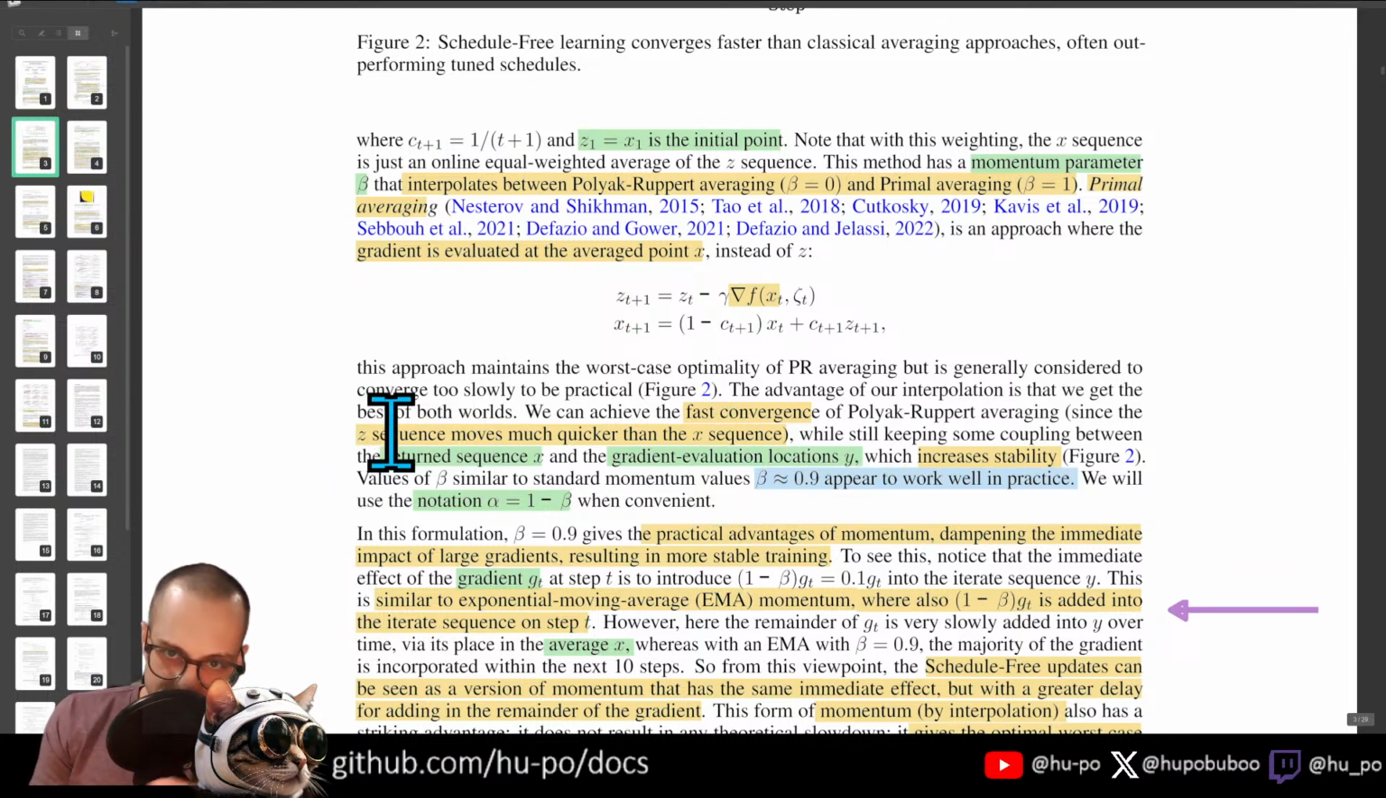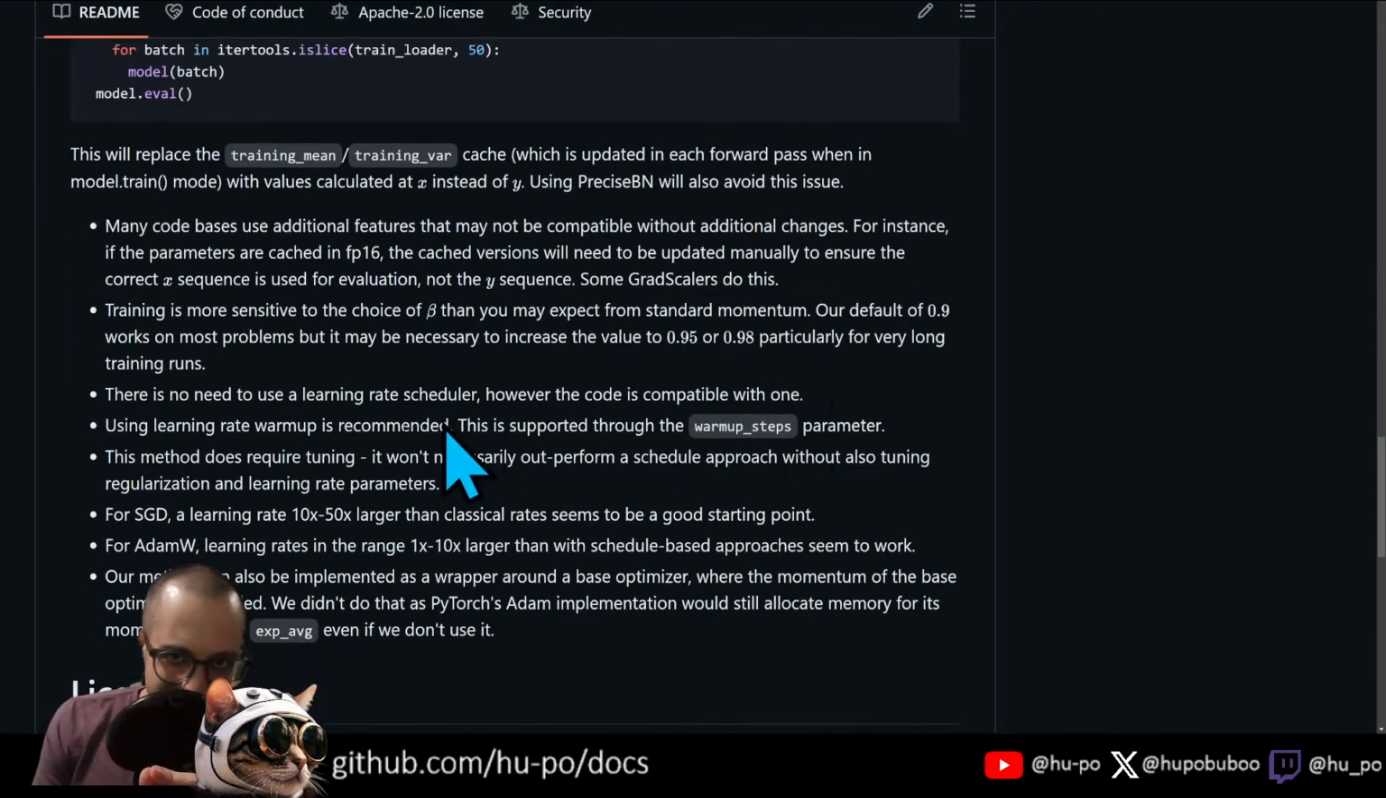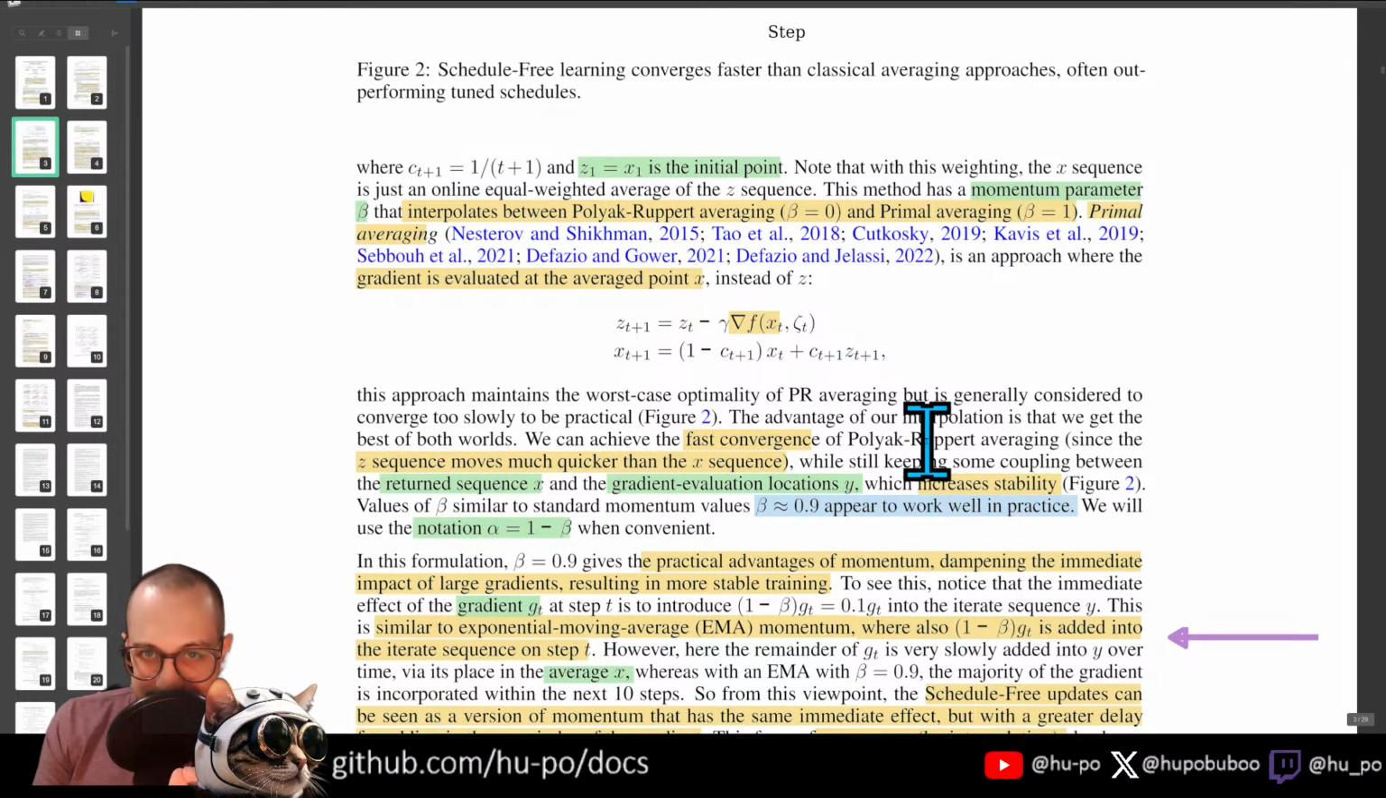The Z sequence moves quicker than the X sequence. The gradient evaluation location is Y, which also increases stability. I think I got a little lost there. Beta of 0.9 appears to work well in practice. Okay, so if we go here, unfortunately, training is more sensitive to the choice of beta than you may expect from standard momentum. Our default of 0.9 works on most problems, but it may be necessary to increase the value to 0.95 or 0.98 for particularly long training runs. Okay, so it's not great.